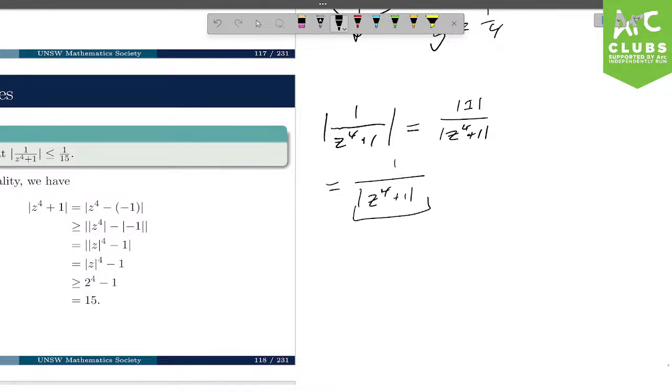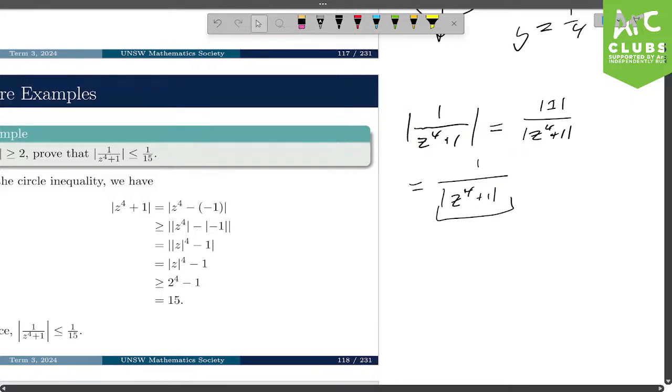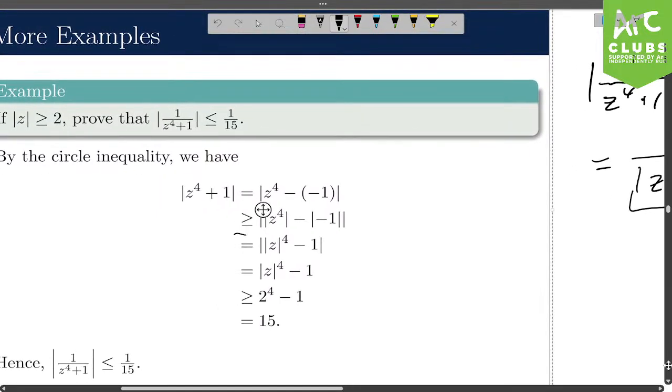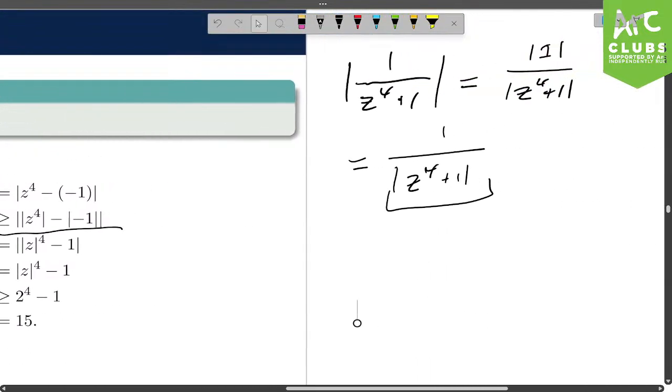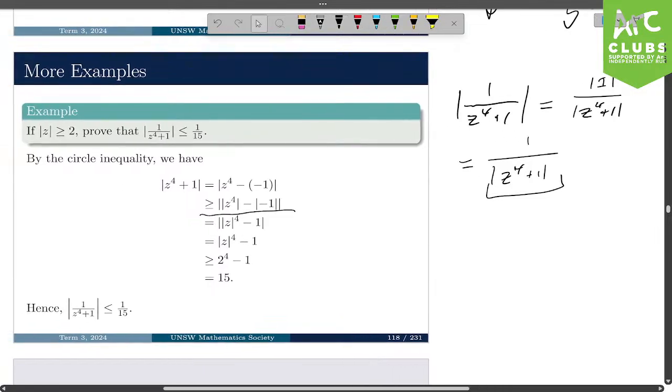What we know is that there is a worst case scenario and a best case scenario. In the worst case scenario, this is going to be its biggest form. Okay? And so we look to maximize it. Maximizing means we minimize the denominator. Minimizing the denominator, oh, we have the circle inequality applied right here. And so we end up with 15, since the magnitude of z was going to be at least 2. All right?